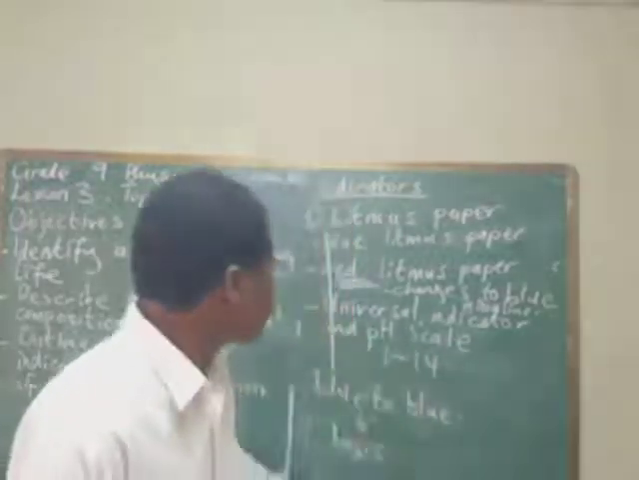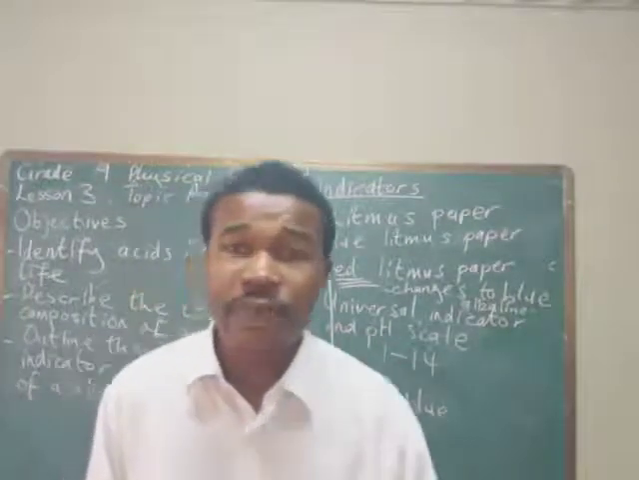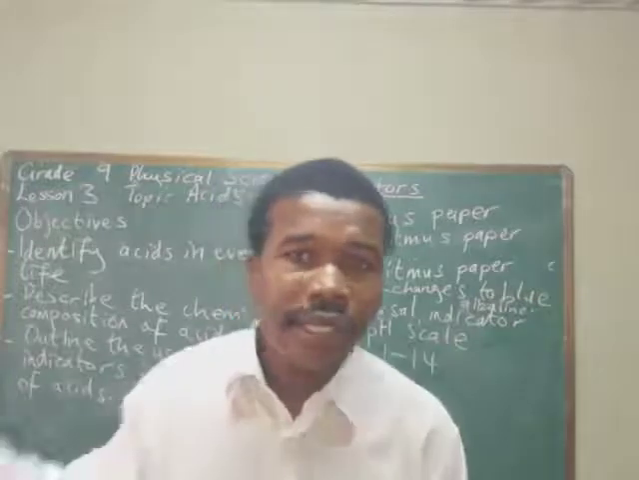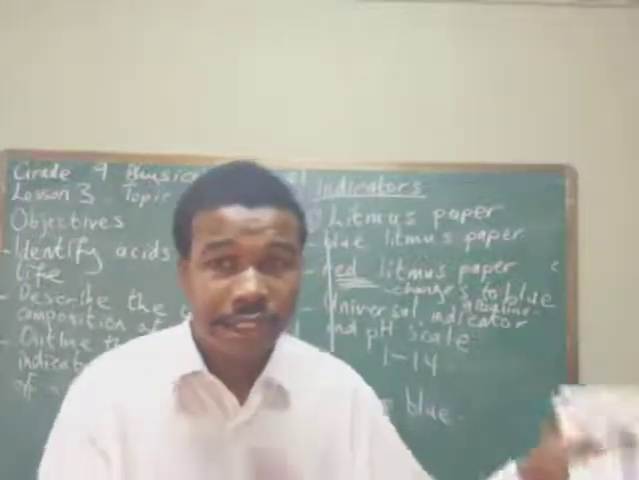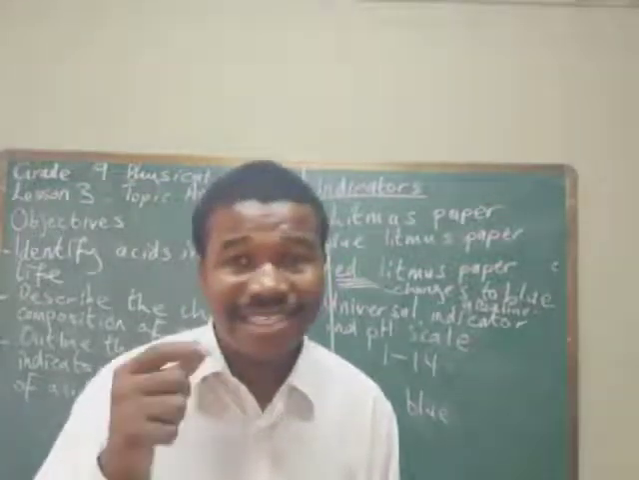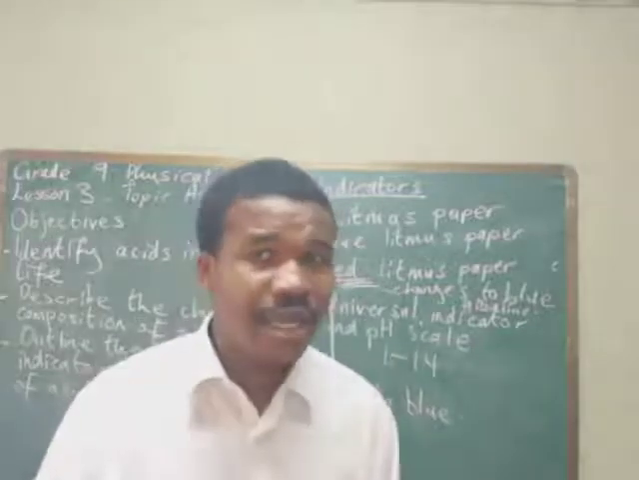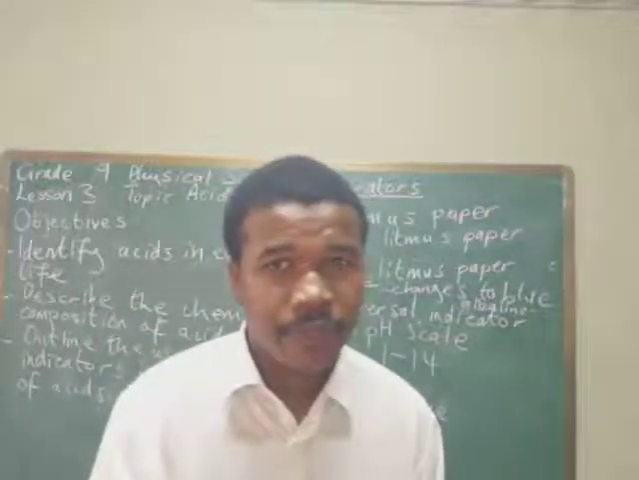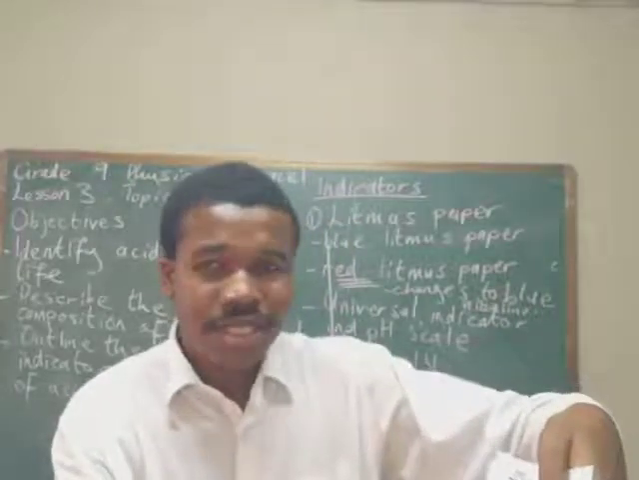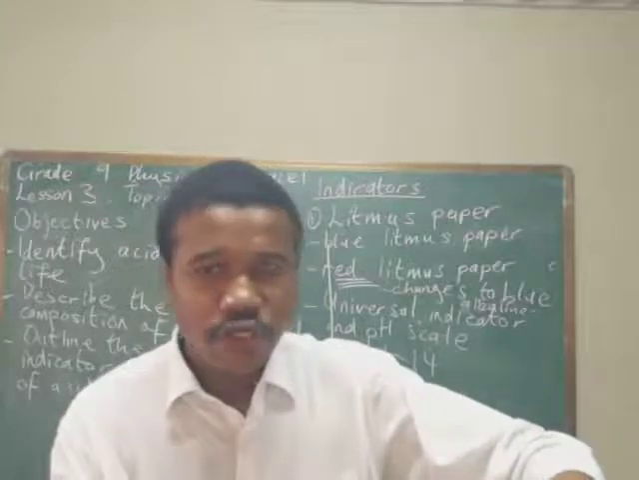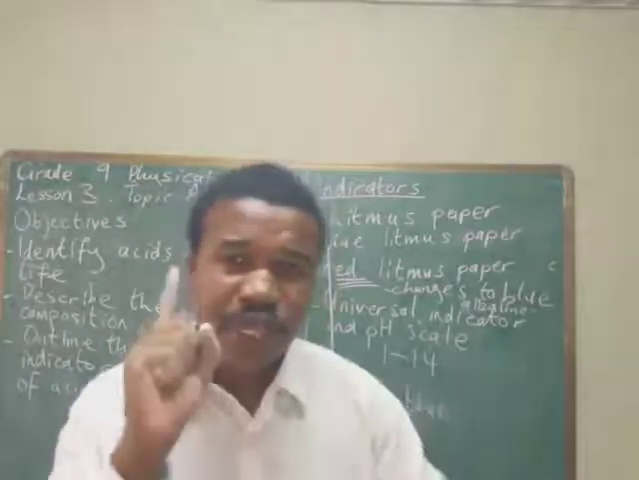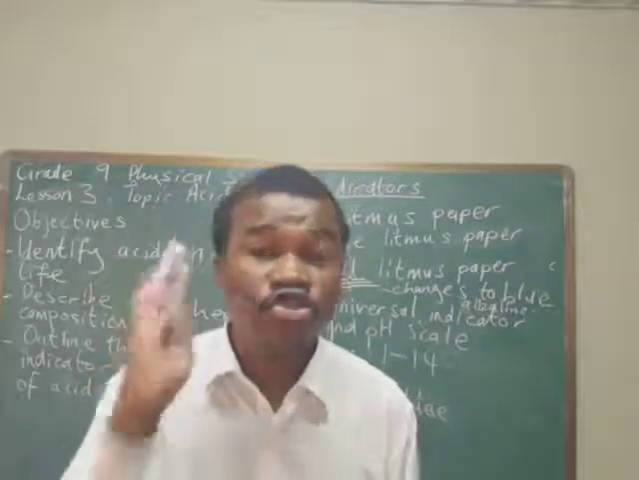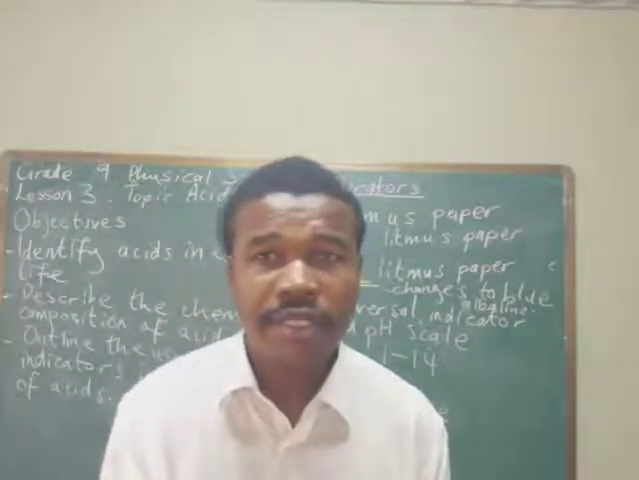Now observe that with the universal indicator and the pH scale, you can actually get to see the specific pH of the substance. The litmus paper only tells you whether the substance is acidic or basic. The pH paper is able to tell you if a substance is acidic, and also how strongly acidic or how weak an acid it is. So we have a pH scale moving from 0 to 6 for acids. Remember, we're only dealing with acids today. So from 1 to 6, those are the acids. If something has a pH of 1, that is strongly acidic. pH of 1, 2, 3, those are strong acids. pH of 4, 5, and 6, those are weak acids.